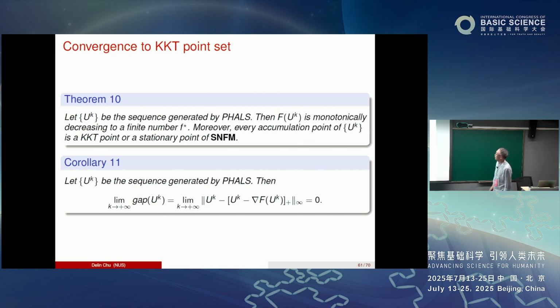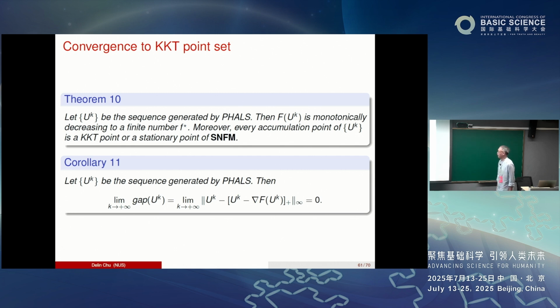Now for the convergence, we can show that, suppose u_k is the sequence generated by the PHAS method, then the sequence of objective values is decreasing, converging to a finite number F star. Also, every accumulation point of u_k is a KKT point or stationary point.